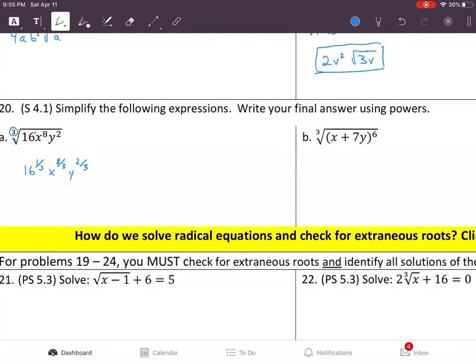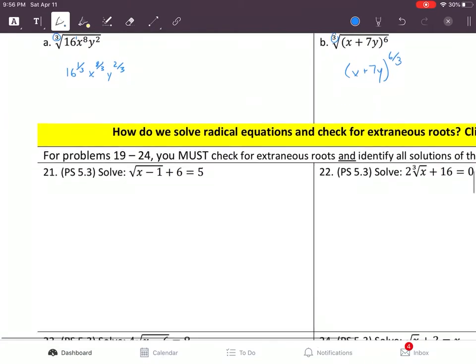Okay, here we're going to look at x plus 7y as a whole big thing. Okay, so we're just going to look at it as one term. So we have x plus 7y raised to the 6 over 3 power. The 3 is the denominator of your fraction. And that's all you need to do. You're done.